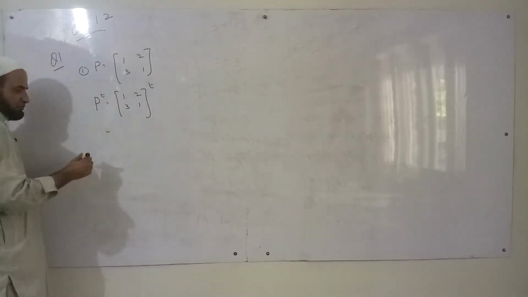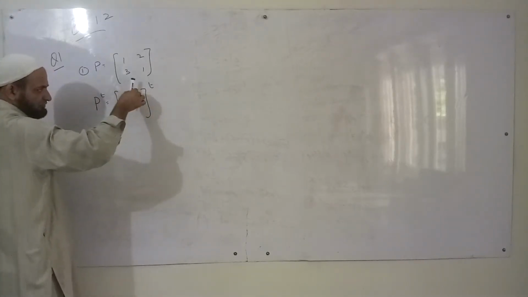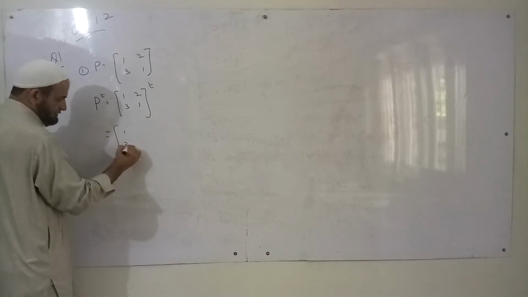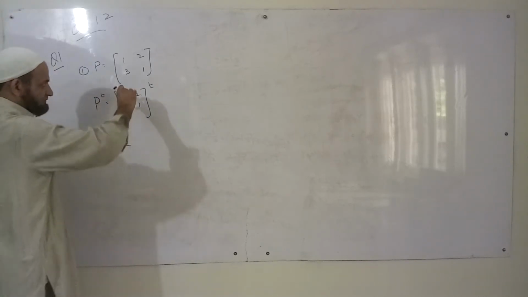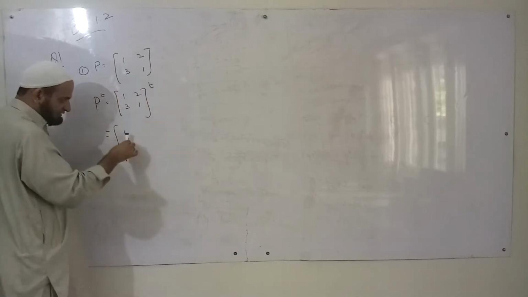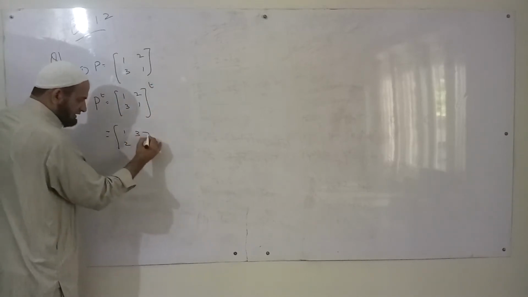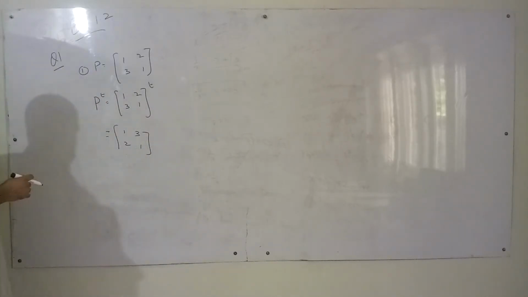When we make a transpose, the simplest method is that the first row changes into the first column. 1 and 2. Move clockwise. Move your marker clockwise, 1 and 2 like this. Now the second row will be the second column. 3 and 1 is your transpose.